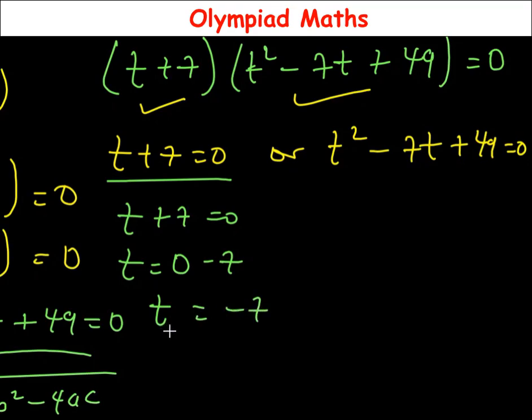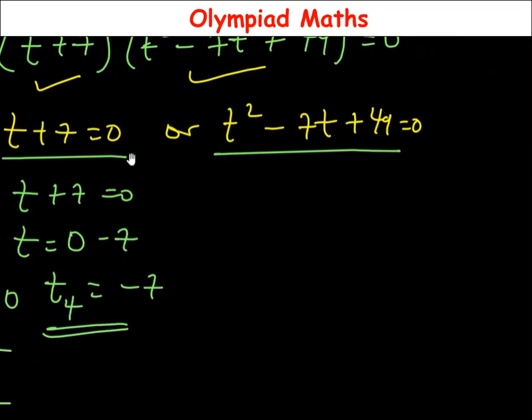And with this, we've gotten the value of t4, the first value of t. Now, that is not all. Let us then get the other value of t from this other equation. This is a quadratic equation, and to solve for the value of t, we'll make use of the quadratic formula.